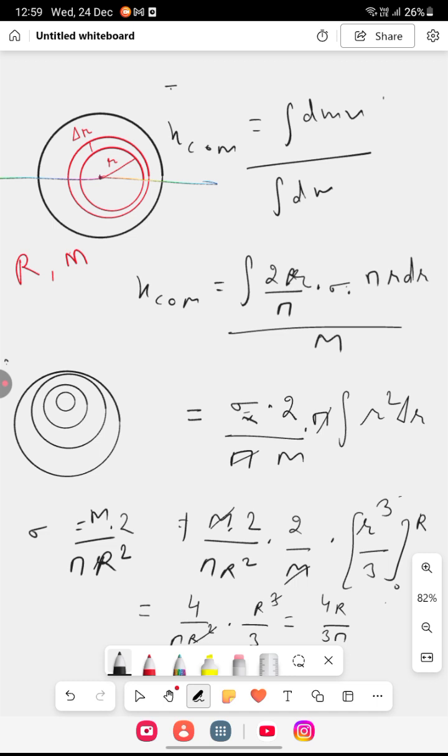So it was all about the center of mass for three shapes.